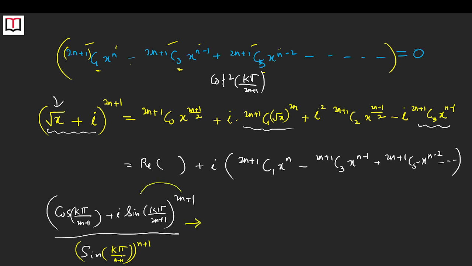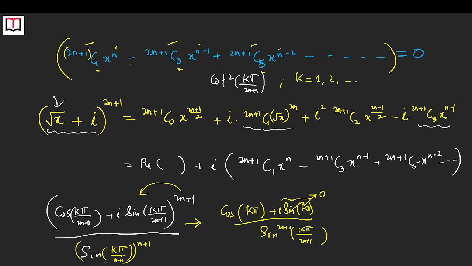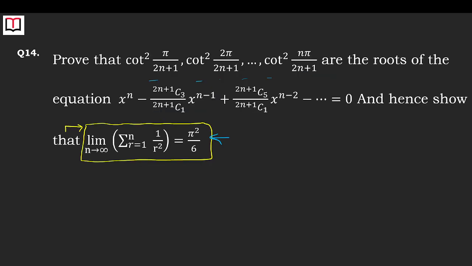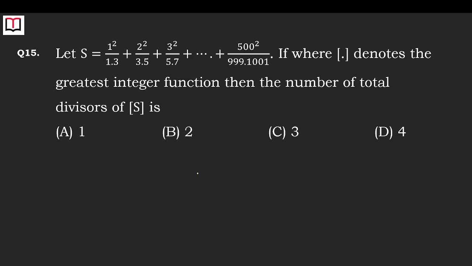So using De Moivre's theorem, this will get inside and multiplied with the argument. So it's cos k pi plus iota sine k pi upon sine raised to the power 2n plus 1 of k pi by 2n plus 1. Now the imaginary part is this, which is always 0 for all k from 1 to n. So hence for all k from 1 to n, this is a root of this equation. That's it. So that's how I could solve this question. But as I said, how to use it to get it is still a part which I have to do. So if anyone gets it, you can share it with me using the comment box.